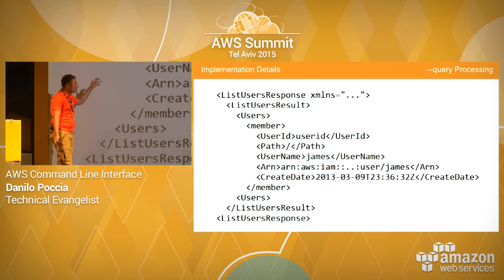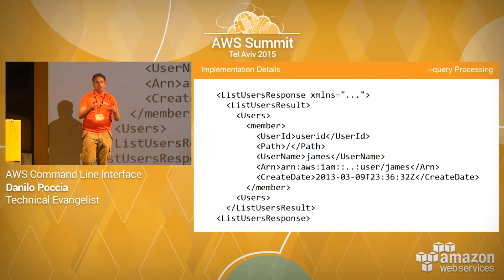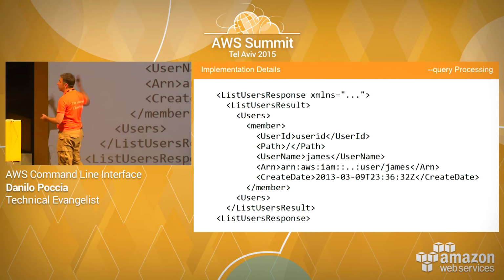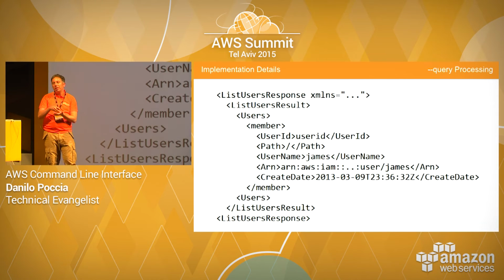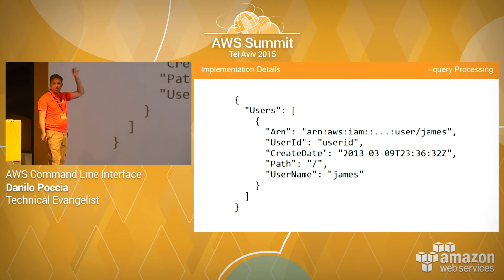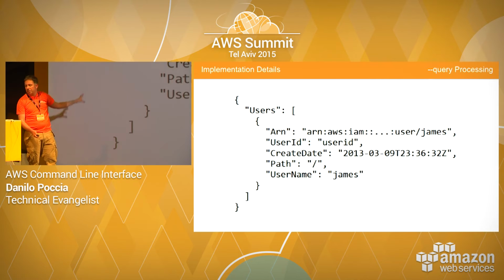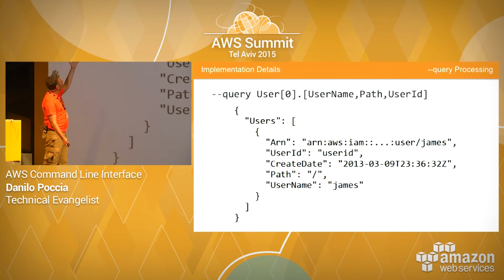If you run some of our APIs, you get, for example, an XML return data. So in this case, you have this. This is what internally to the command line interface the HTTP request will get as feedback from our API endpoints. Our CLI will internally change this into JSON. So this is exactly the same XML syntax in JSON. And then we'll apply the query. And this is an example of a query.